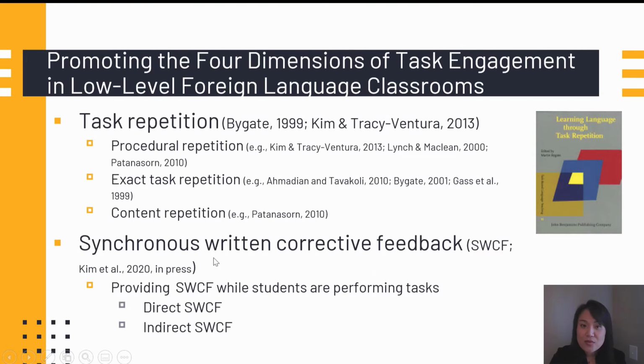So this is different from other types of written corrective feedback because this is provided while students are still writing or performing tasks. So far, people have identified direct synchronous written corrective feedback, which means the teacher actually provides the corrected form. On the other hand, indirect synchronous written corrective feedback is where the teacher maybe just identifies where the error occurs, but does not say how to fix it.